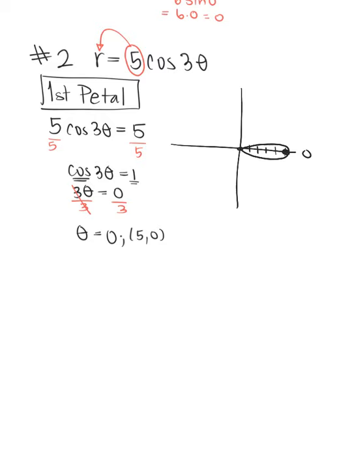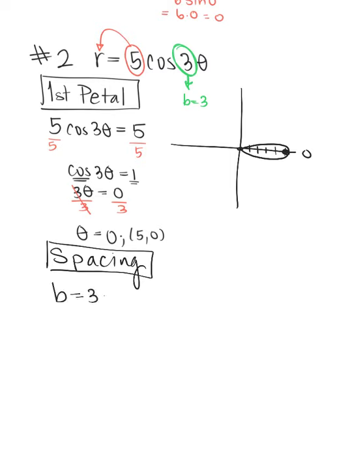So then I want to find the number of petals that I have, and then also my spacing. To find my spacing, I want to take a look at b, and b is the coefficient of theta. So then I know b is equal to 3, and 3 is an odd number. So to find the petals, I would multiply by 2, right?